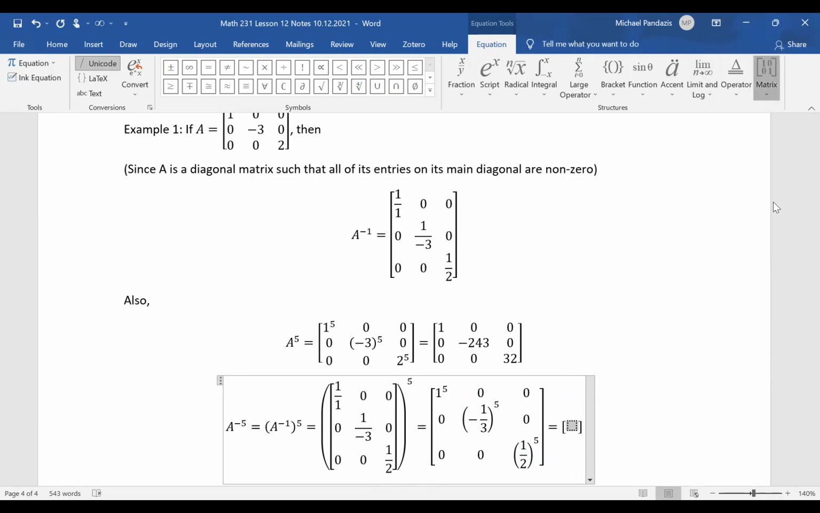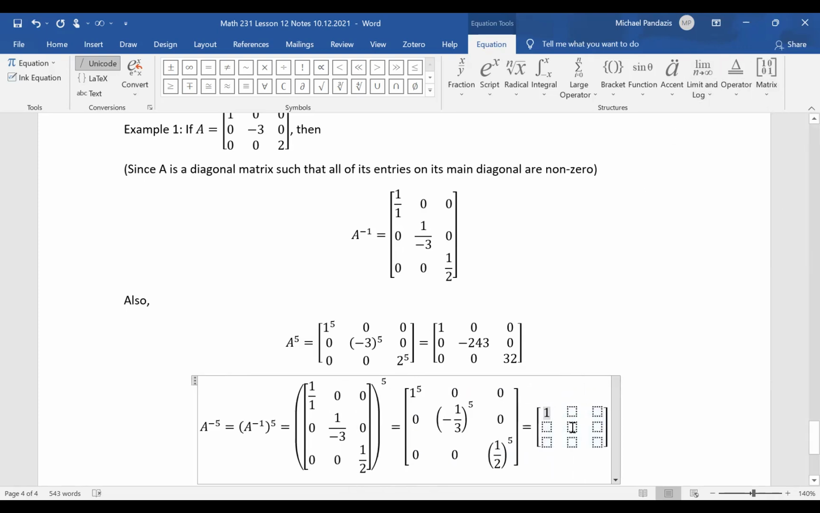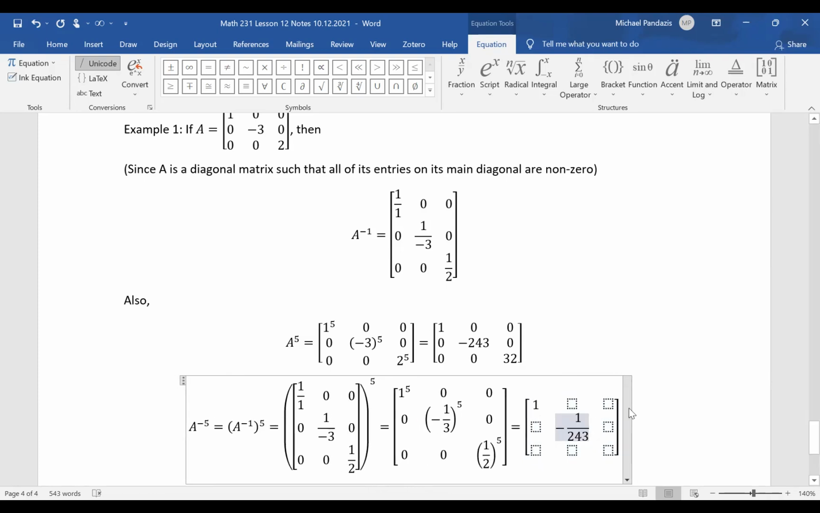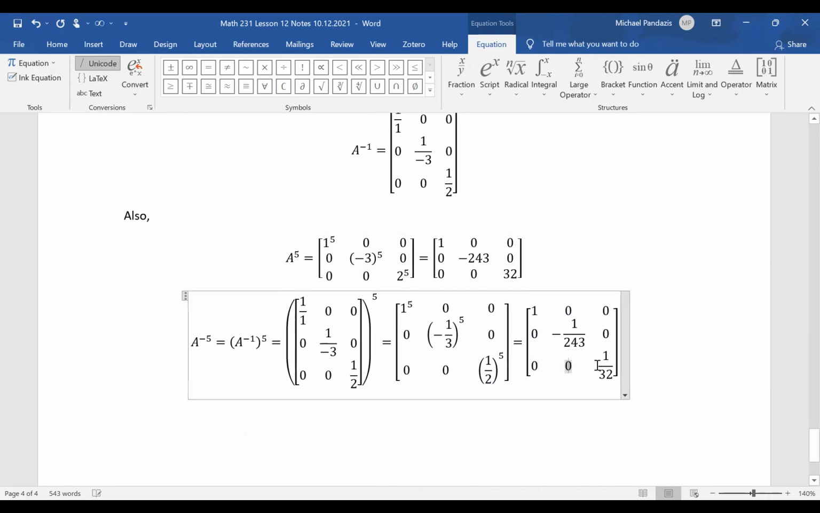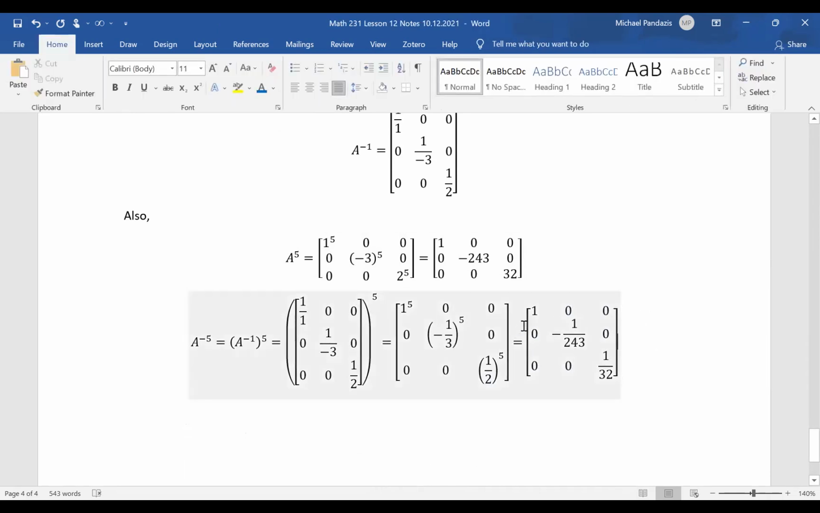Okay, and so then you just do that calculation. 1 to the 5th power is 1. -1/3 to the 5th power is -1 over 243, because 3 to the 5th power is 243. And 1/2 to the 5th power is 1 over 32, because 2 to the 5th power is 32. Everywhere else is 0. So A to the -5th power is this matrix right here.